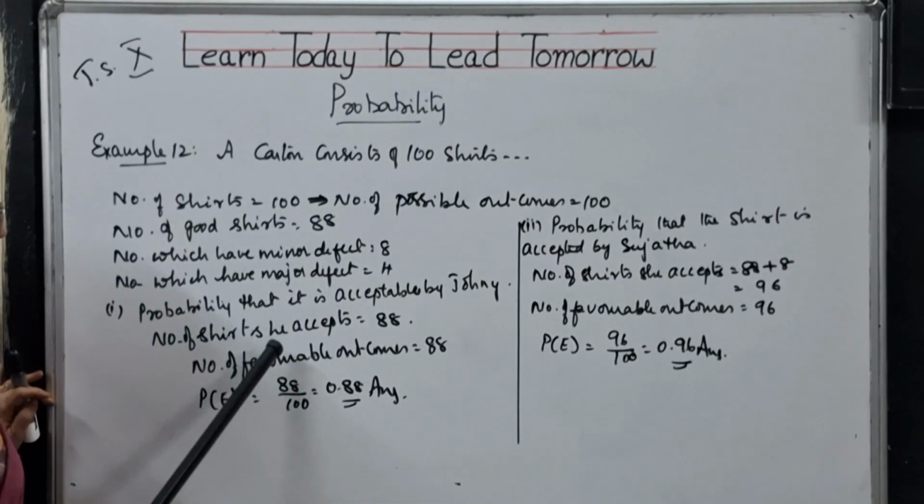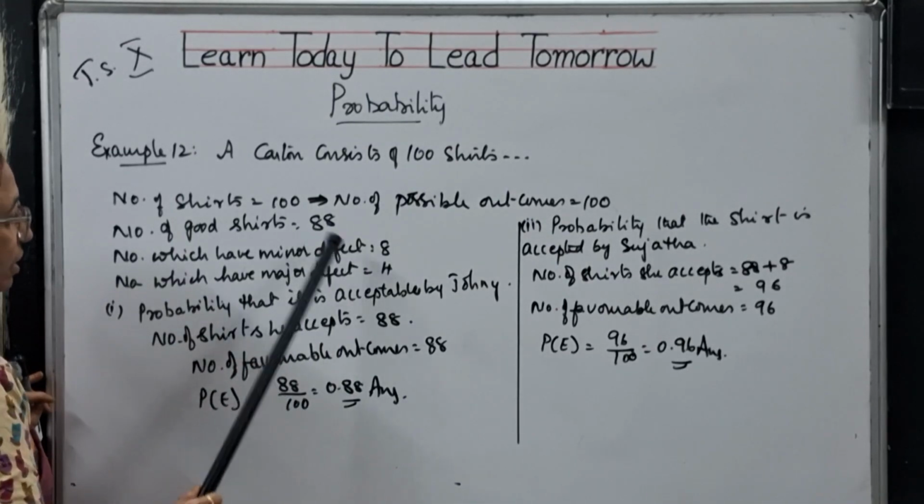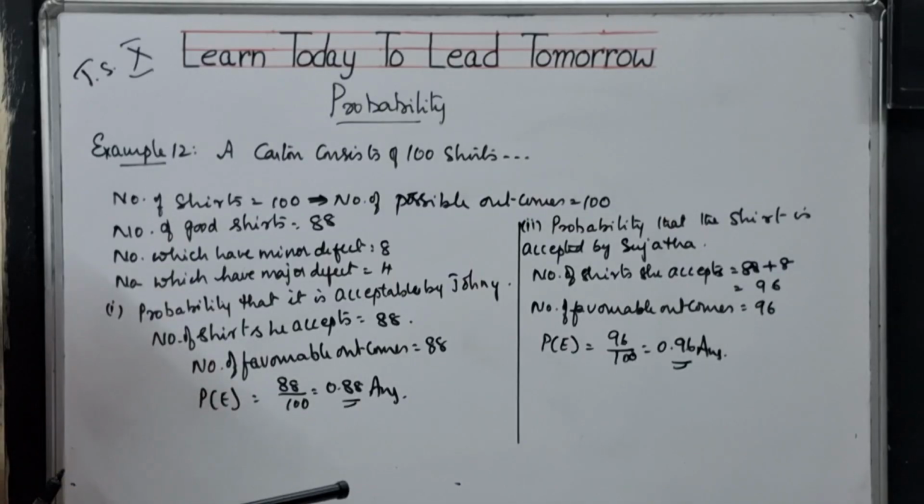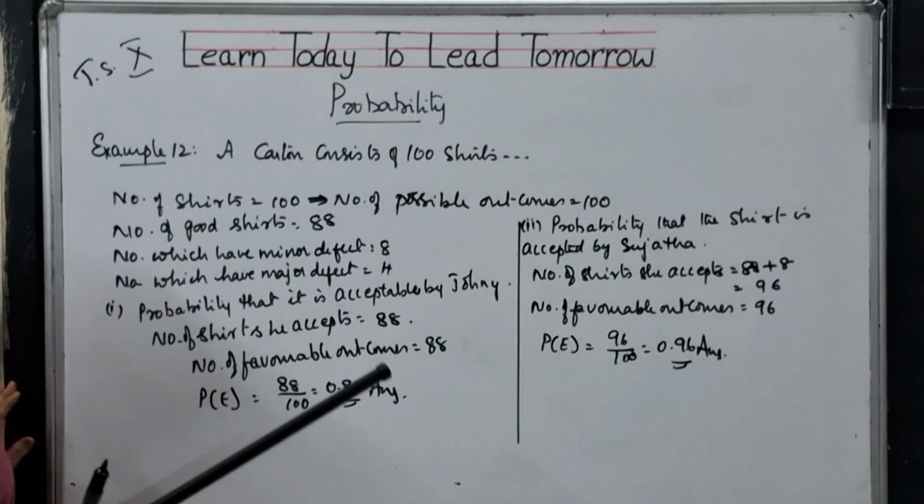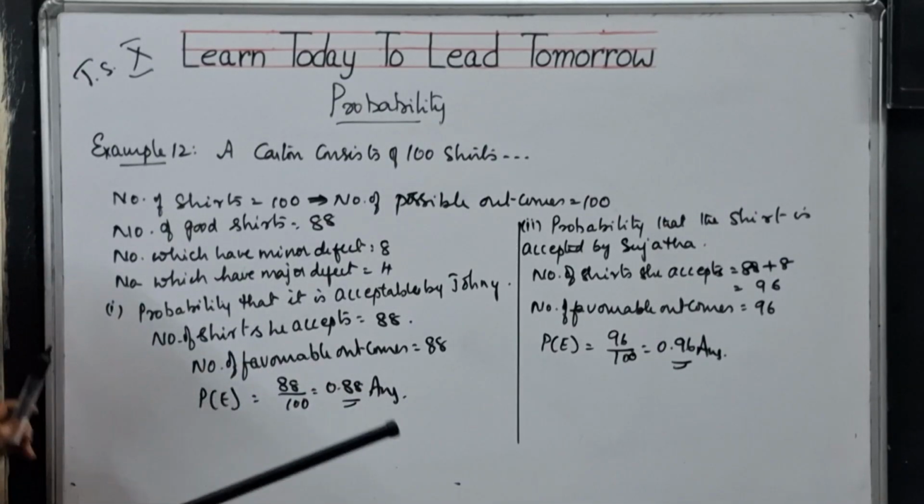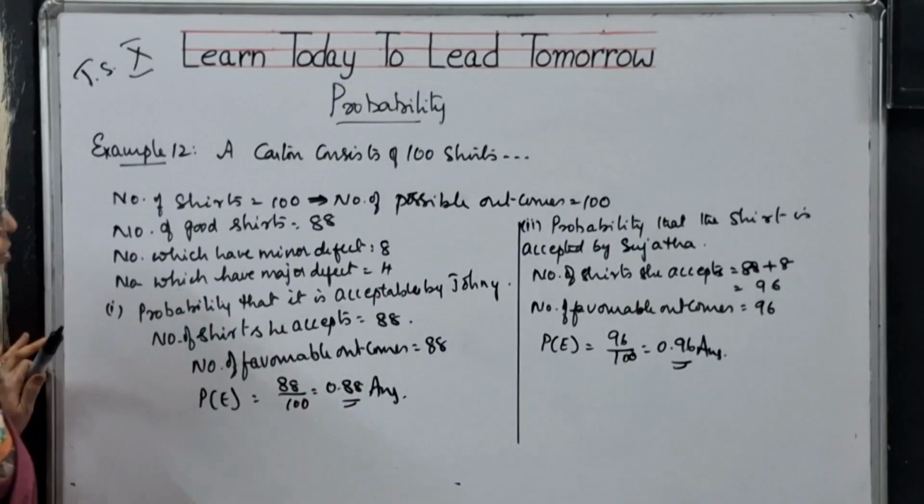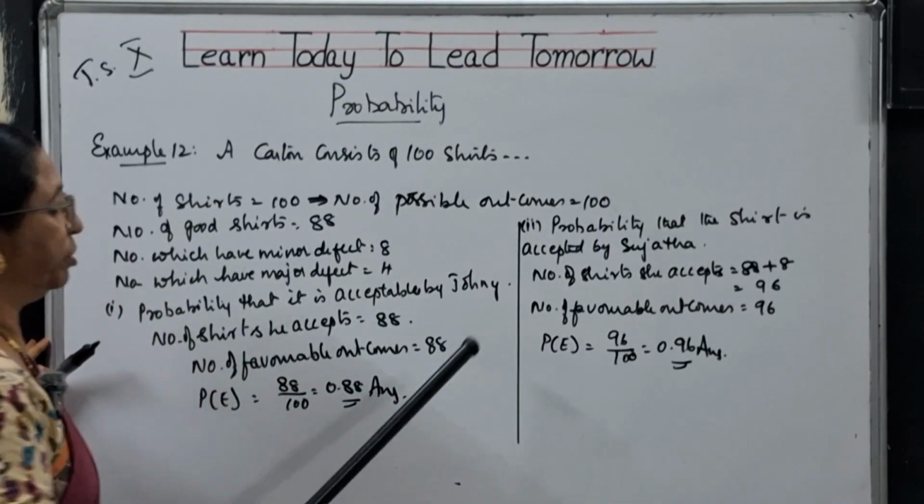First, let us take that it is acceptable by Johnny. What is the number of shirts he accepts? 88. In this only. Why? Because he accepts only good shirts. So favorable outcomes are 88. If the number of favorable outcomes is 88, what is the probability of the event? 88 by 100, 0.88.